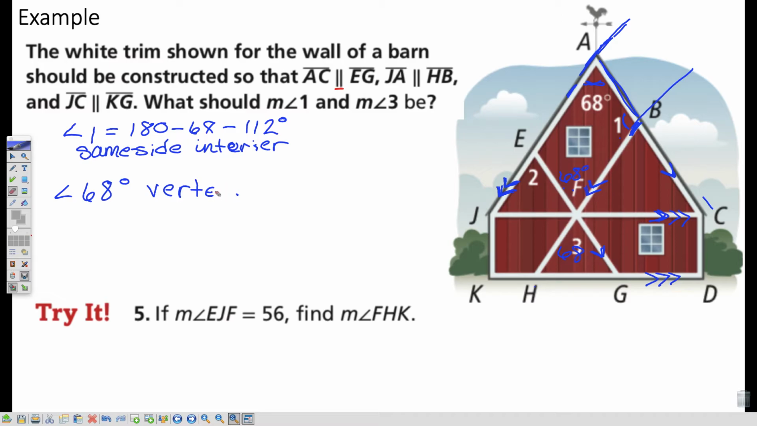Now it's too small. I'm forgetting, I just wrote vertex a million times last period, so I'm wanting to write vertex.